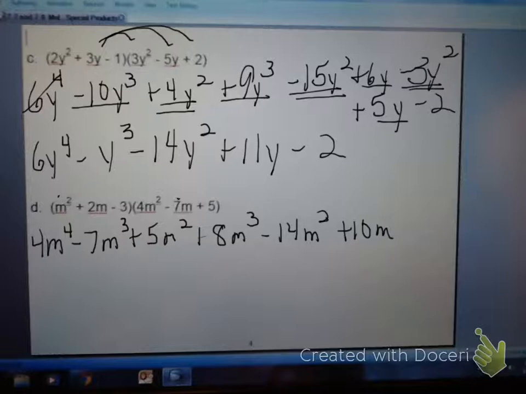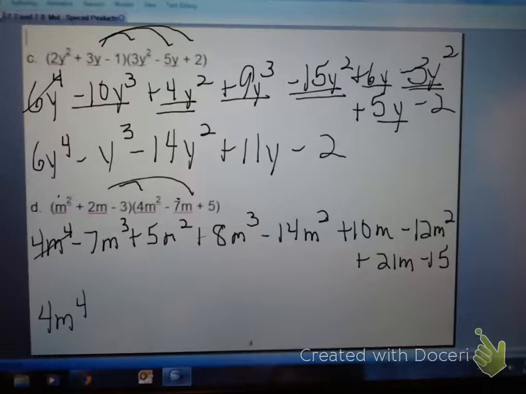Okay, now we're going to distribute the negative 3 times everything. So that's negative 12m squared plus 21m minus 15. I don't have anything to combine the 4m to the 4th with, so I'll just bring it down. I'll put a line through it so I know that I've already used it.